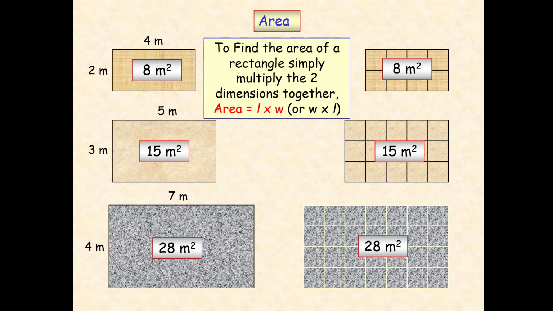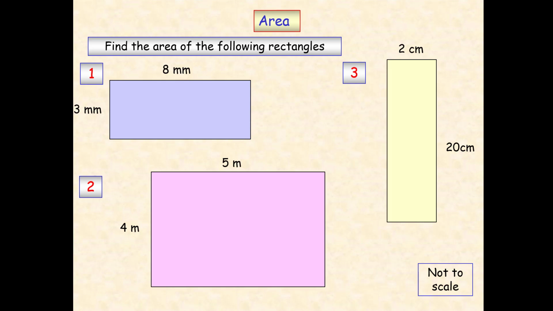So to find the area of a rectangle, simply multiply the 2 dimensions together. Length times width, or width times length, or instead of width, you can also say breadth. Find the area of the following rectangles. Pause the video. Good. 20 square meters.